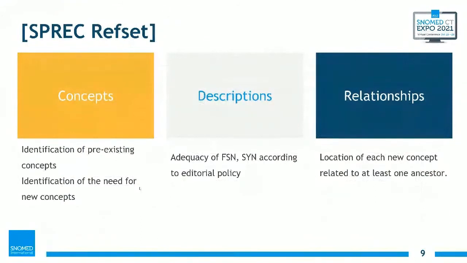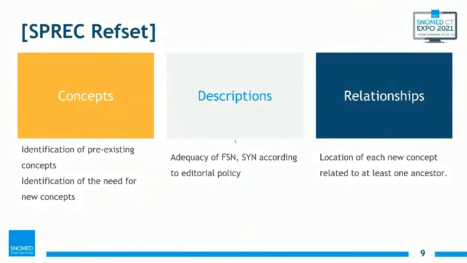We started the work by identifying the pre-existing concepts and assuming them for our refset. From this point, we identified the need for the creation of new concepts. Subsequently, we worked on the descriptions. We prepared the fully specified name according to the Spanish adaptation of the editorial policy and defined at least one preferred synonym for each of the new concepts. Finally, we placed each new concept in SNOMED with at least one hierarchical parent. All new concepts have been created as primitive, and their semantic definition remains to be defined.